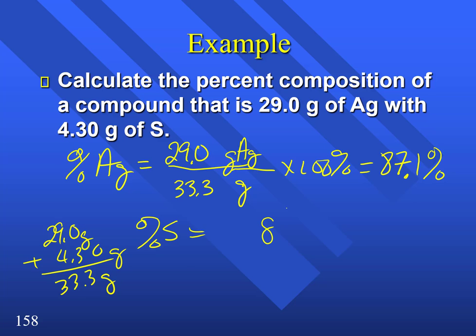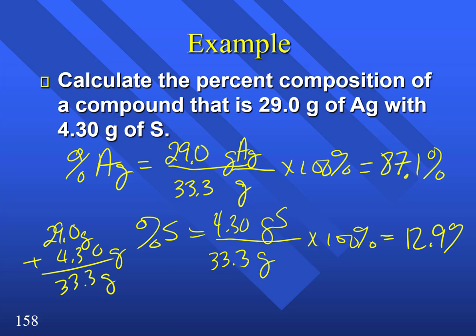What's the percent that is sulfur? Well, it's the grams of sulfur divided by the total grams. And the grams of sulfur is 4.30 grams. The total grams was 33.3 grams. The part divided by the whole times 100% equals... push the buttons on your calculator. 4.3 divided by 33.3 times 100, and it shouldn't surprise you that it's 12.9%.